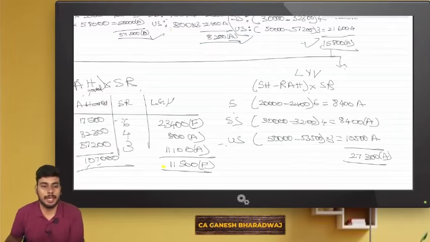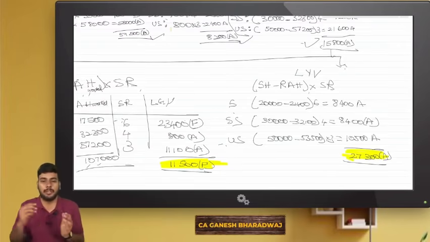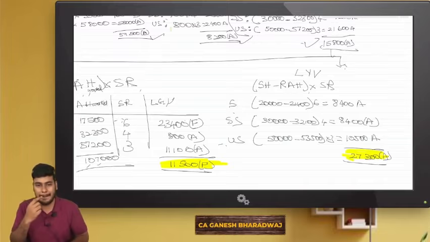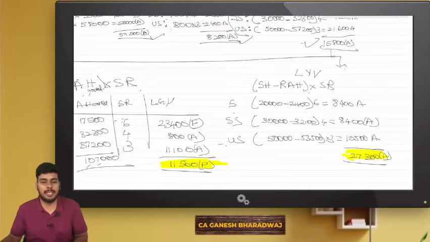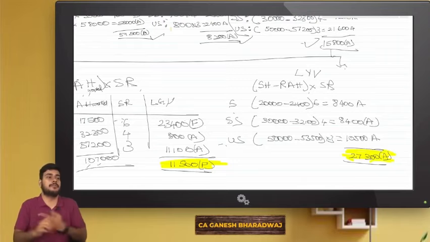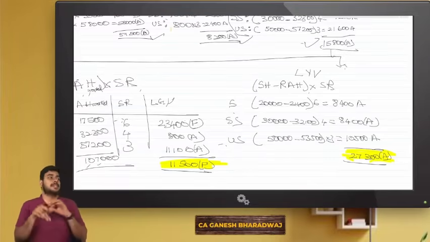If you add 11,500 favorable and 27,300, add means what? Net off the two. 27,300 minus 11,500 is going to be 15,800 adverse. Correct. This is a favorable one, this is an adverse one, so it has to be netted off against each other. Are you clear with this? Guys, are you all understanding?